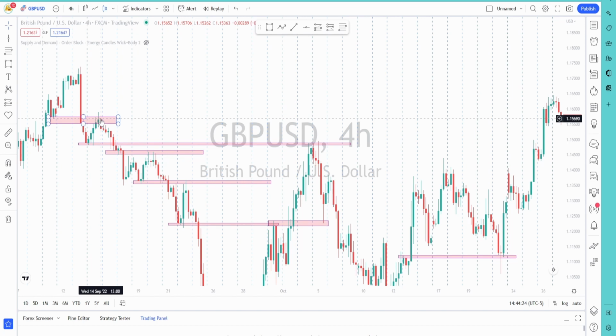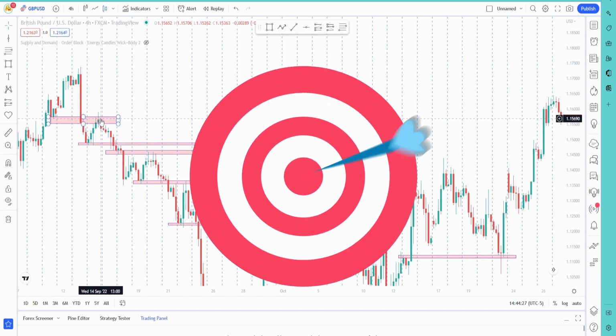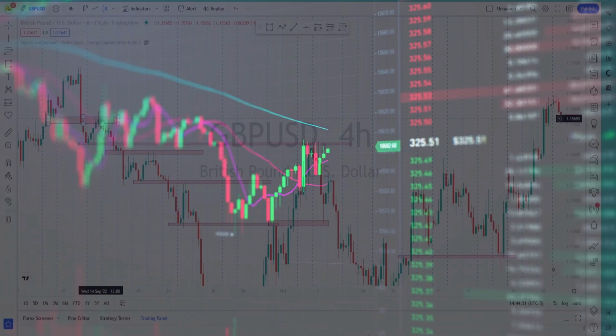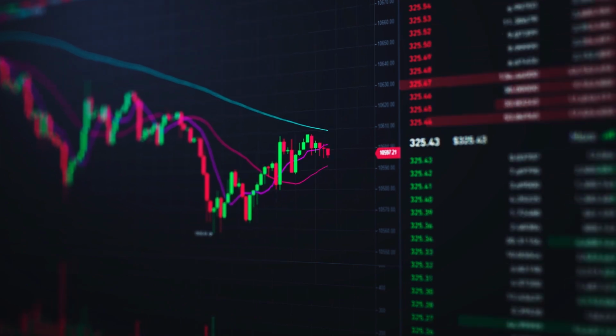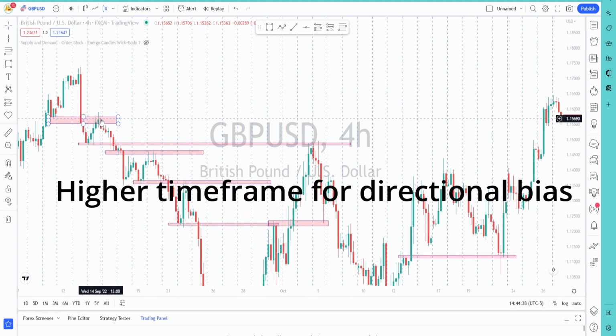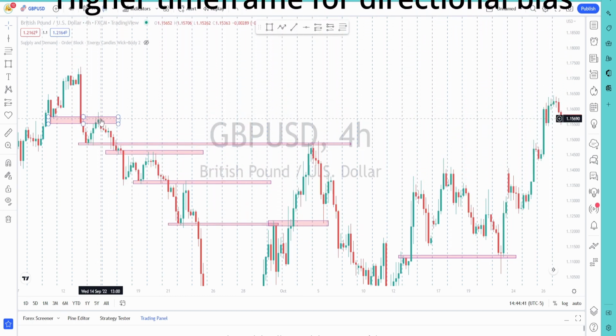Now you would drop down to the lower time frame. You would look for your particular type of entry pattern. It can be anything that you want. You can add indicators into your strategy. It doesn't matter what it is. You're using the higher time frame just to grab a directional bias.